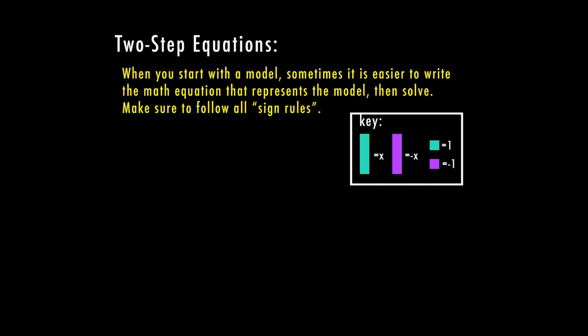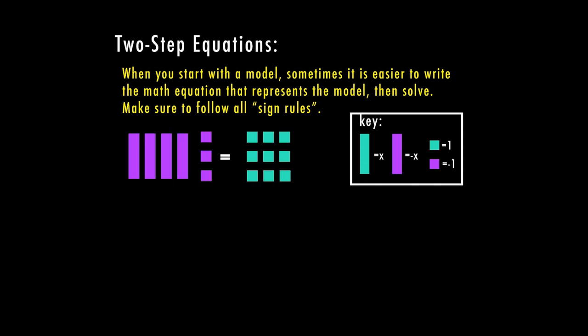Again, we have the same key. These algebra tiles are going to always be represented by the same color and shape. So your X's are always going to be represented by the bars or the rectangles, and your ones or your constants are always going to be represented by the squares.